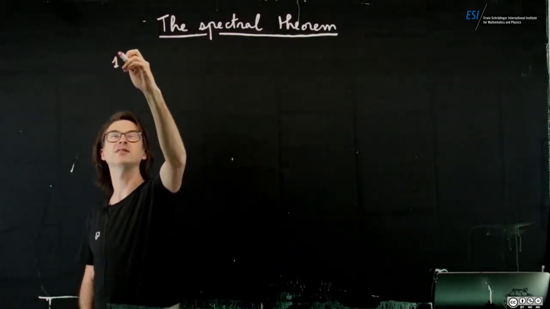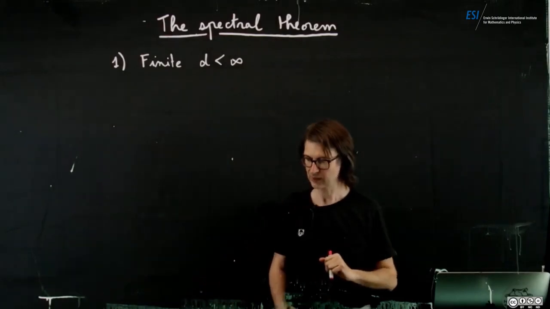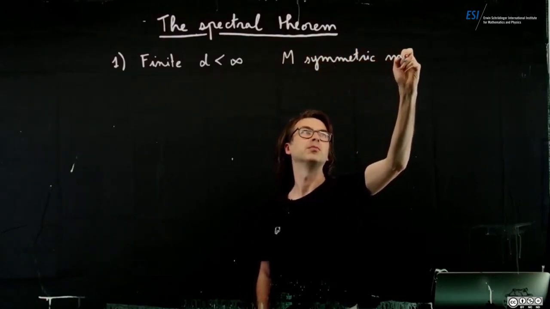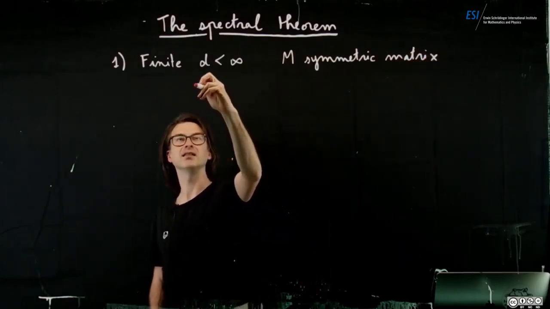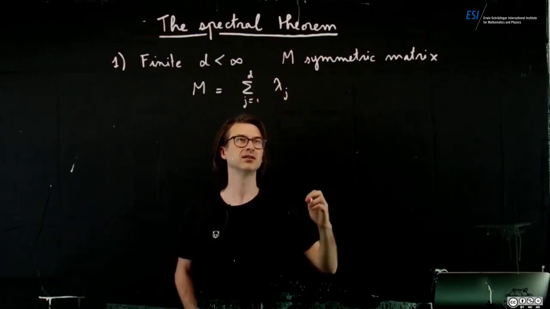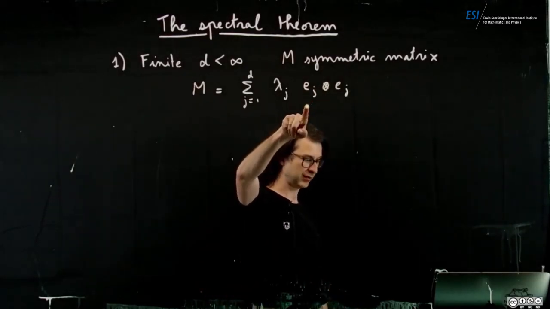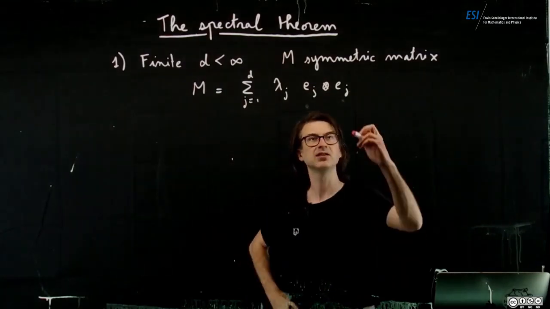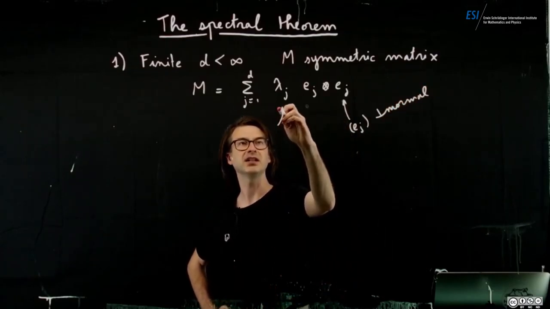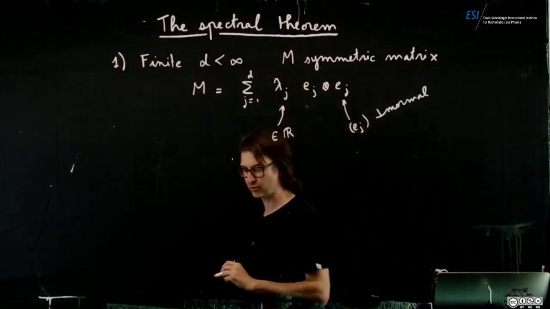Okay, so in finite dimension, if you take M, a real symmetric matrix, you can write it as M is the sum, j equals 1 to d, of lambda j, ej cross ej. That's just the projector on the vector ej multiplied by the vector ej. Here ej is an orthonormal basis, and lambda j are real numbers. We all know that from our undergraduate years.